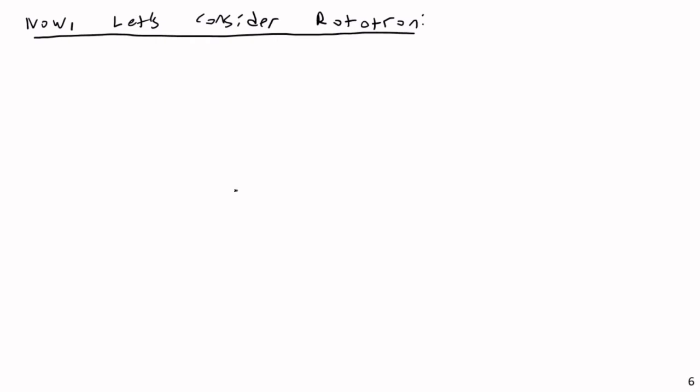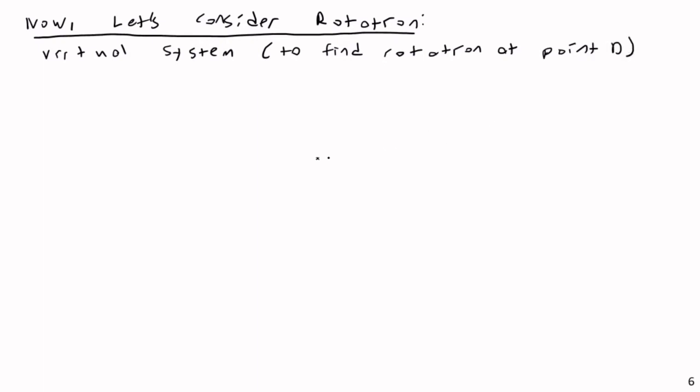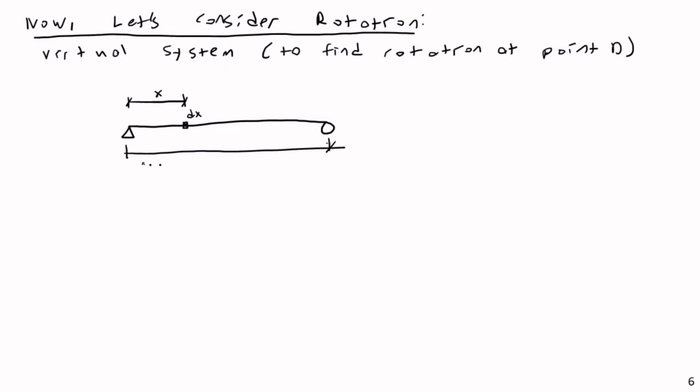So here, the virtual system, again, define the rotation at some point D. So I'm going to apply a unit load. Well, let me just draw the beam again. Here's our virtual system. We're going to have the same dx, that's not going to change, and distance x, and length L, and ends A and B.